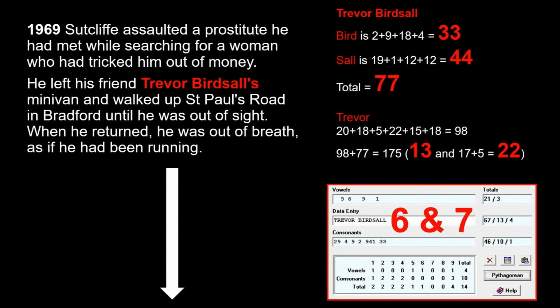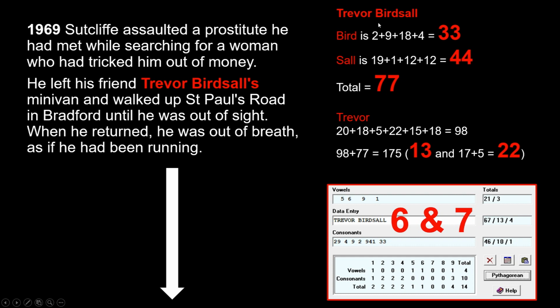Okay, so this was Sutcliffe's first assault. He assaulted a prostitute he had met while searching for a woman who had tricked him out of money. And he left his friend Trevor Birdsall's minivan and walked up St Paul's Street in Bradford until he was out of sight. When he returned, he was out of breath, as if he'd been running. Well, did he leave his minivan or did he leave in it? And who reported the fact that he was out of breath?